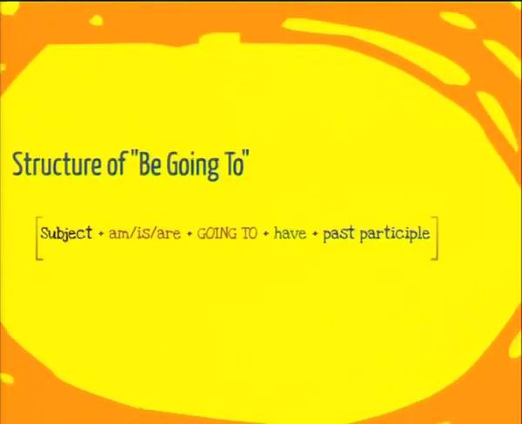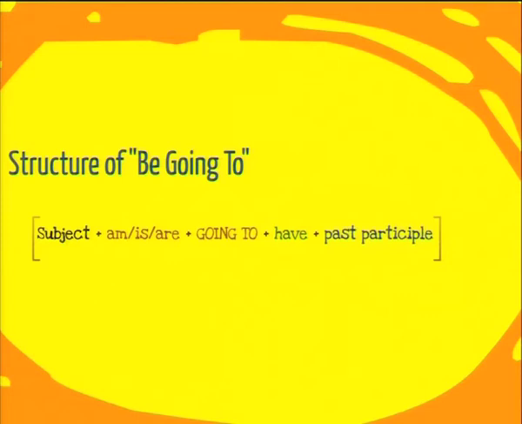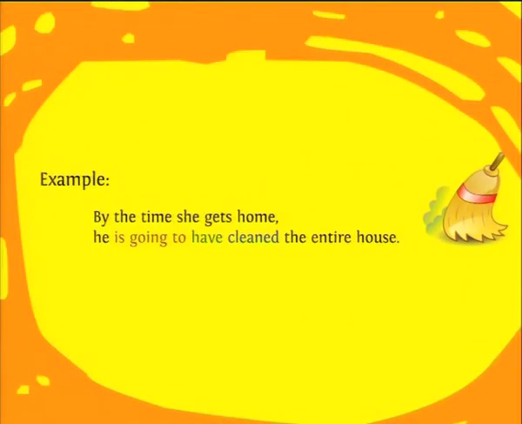You can also form the future perfect with be going to. In this case, the structure is subject, the verb to be, am, is, or are, plus going to, plus have, and finally the past participle. For example, by the time she gets home, he's going to have cleaned the entire house.